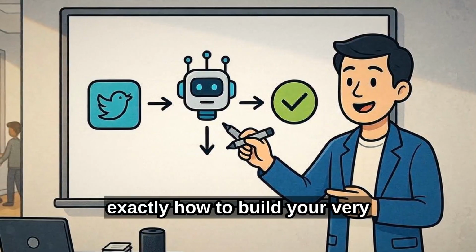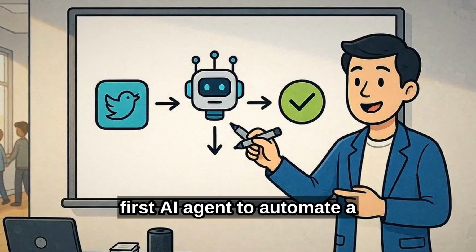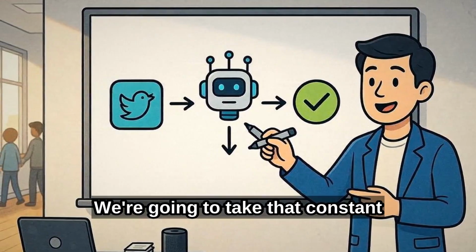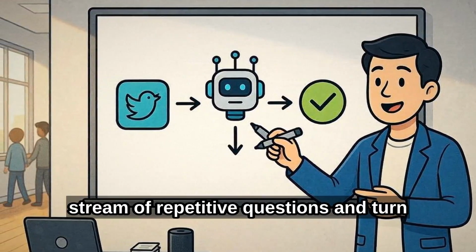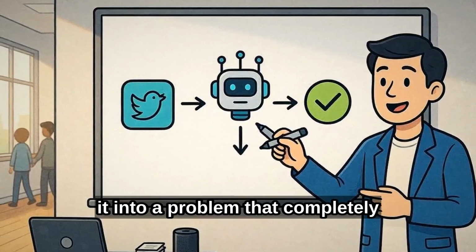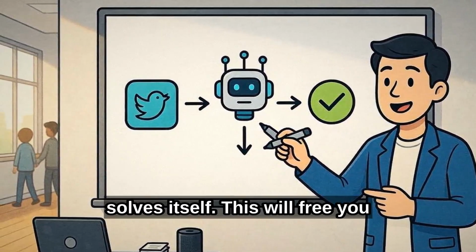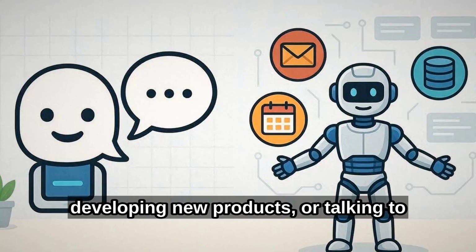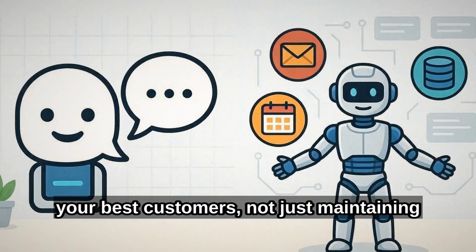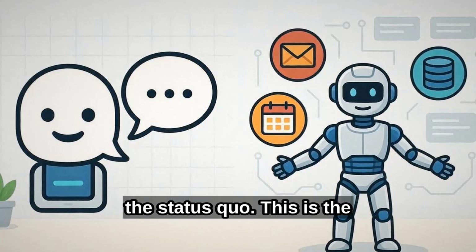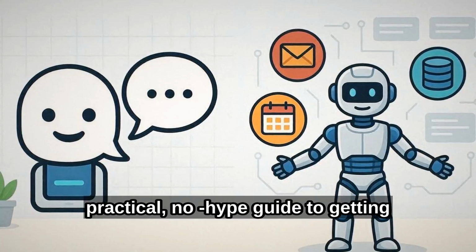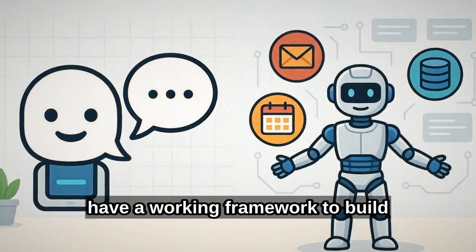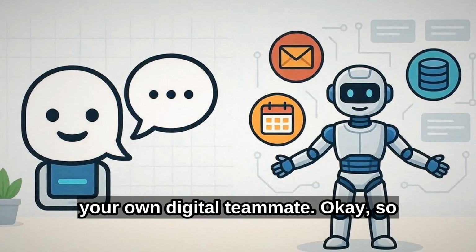Today, I'm going to show you exactly how to build your very first AI agent to automate a real business task, step by step. We're going to take that constant stream of repetitive questions and turn it into a problem that completely solves itself. This will free you up to work on the things that actually grow your business, like developing new products or talking to your best customers, not just maintaining the status quo. This is the practical, no-hype guide to getting started with agentic AI. And by the end of this video, you'll have a working framework to build your own digital teammate.